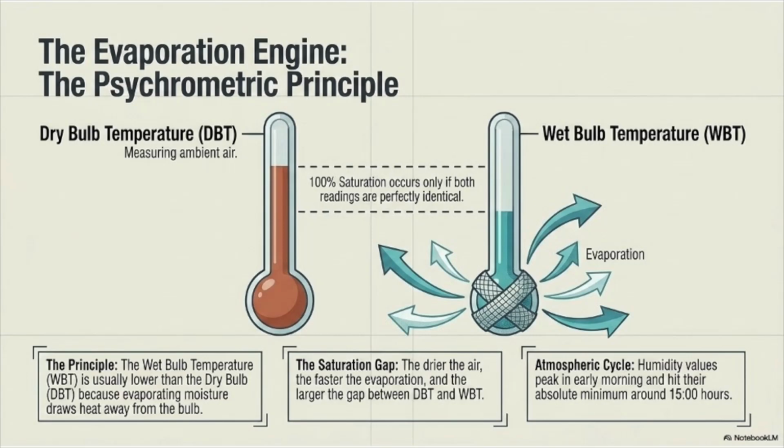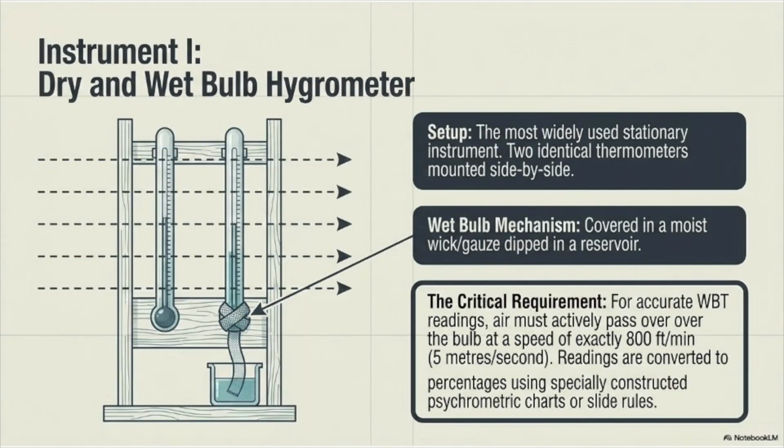It is also worth noting that humidity values follow an atmospheric cycle, peaking in the early morning and hitting their absolute minimum around 1500 hours or 3 pm. The first instrument used for measurement is the dry and wet bulb hygrometer.